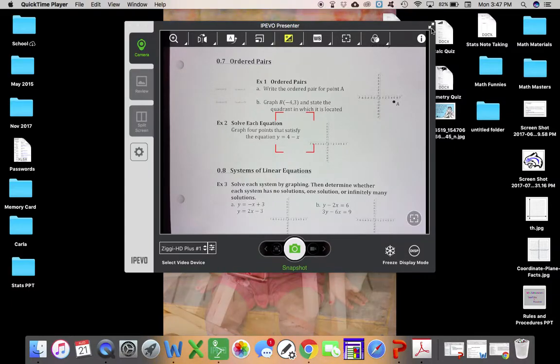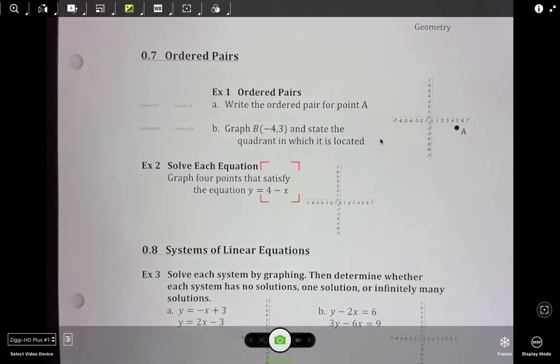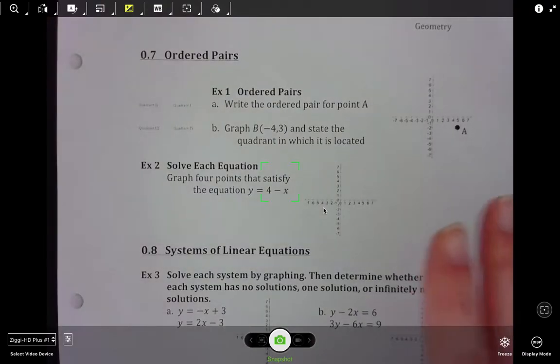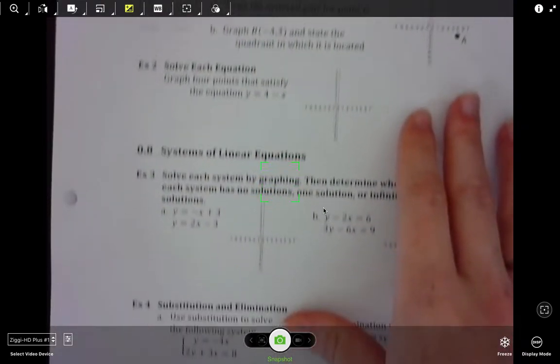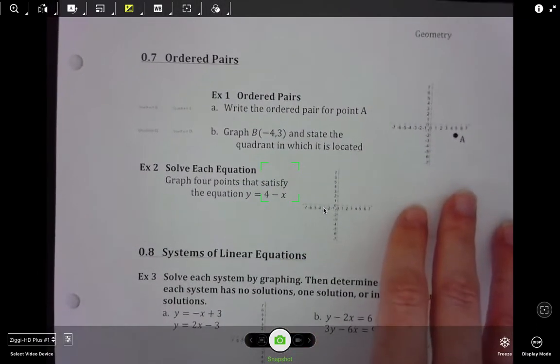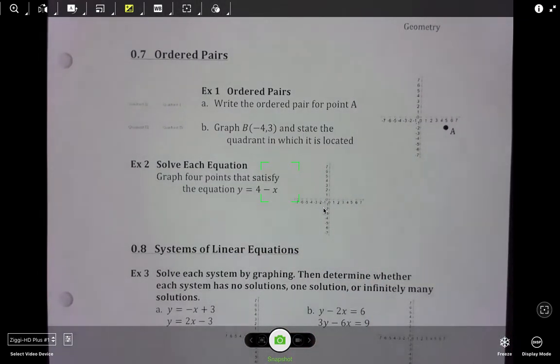Geometry, this is section 07 and 08. So about halfway through the page is section 07, and then the other section is 08 down below. Only the front side of the page, so we don't have too much to do.